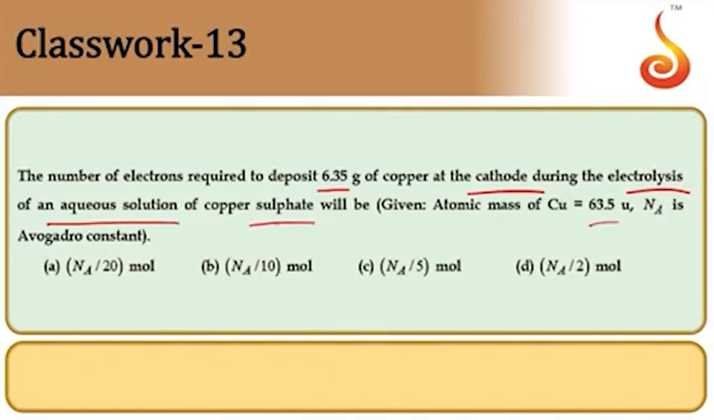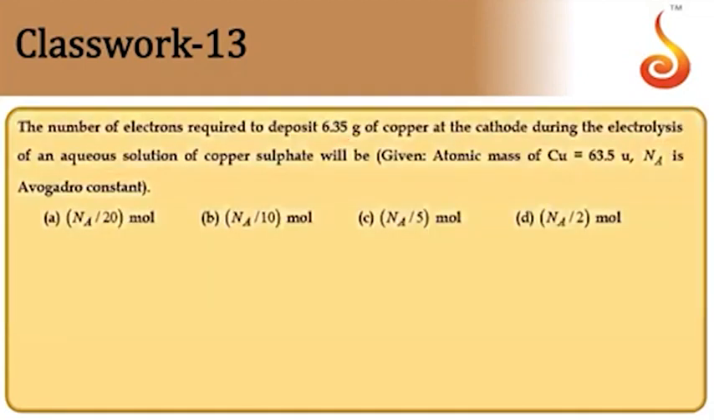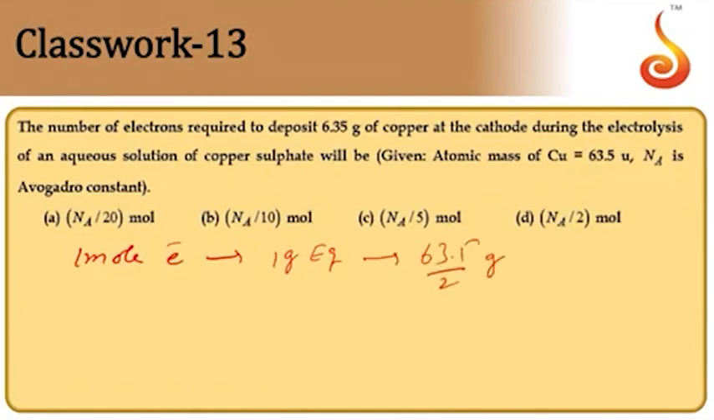Now here, the total number of electrons required to deposit 6.35 grams of copper. Let us apply Faraday's laws here. We know that 1 mole of electrons deposits 1 gram equivalent, and 1 gram equivalent of copper means 63.5 by 2 grams. So for this many grams of copper to deposit, we require 1 mole of electrons. Therefore, for 6.35 grams, how many moles of electrons do we require?